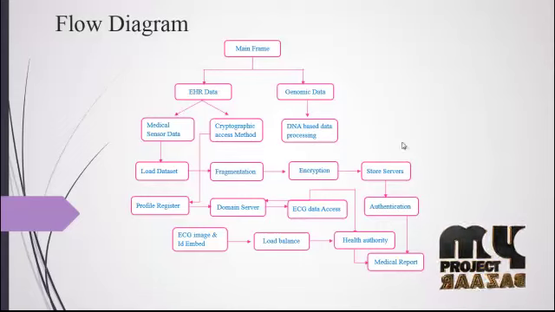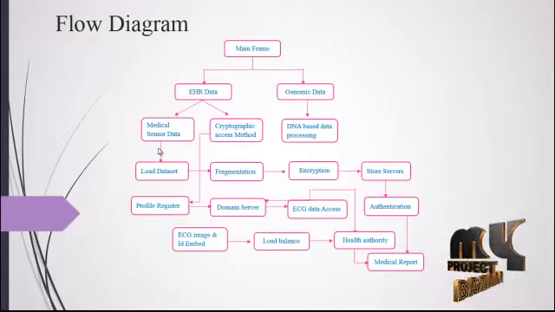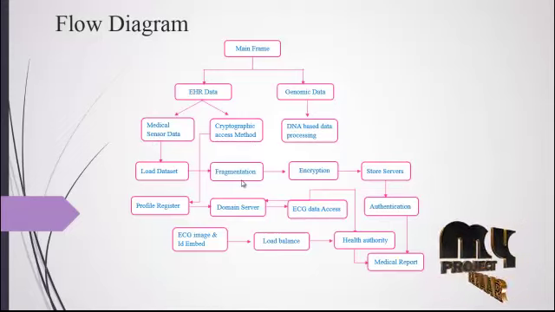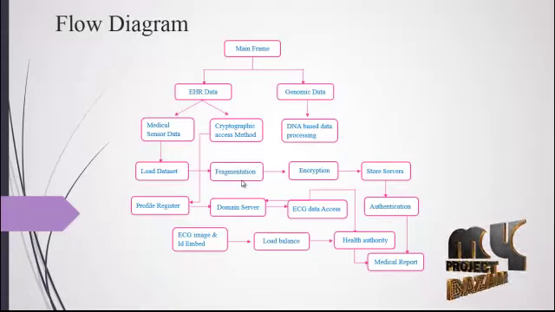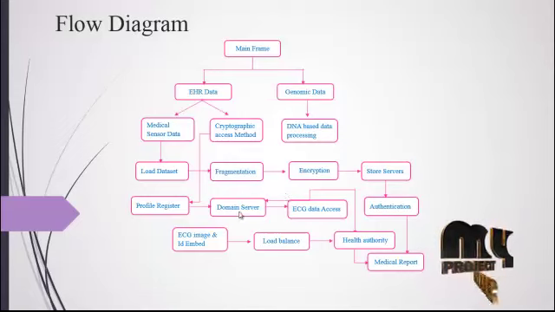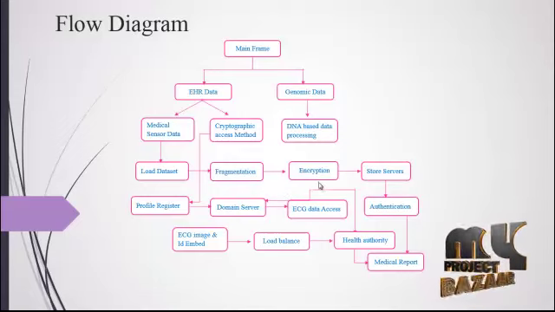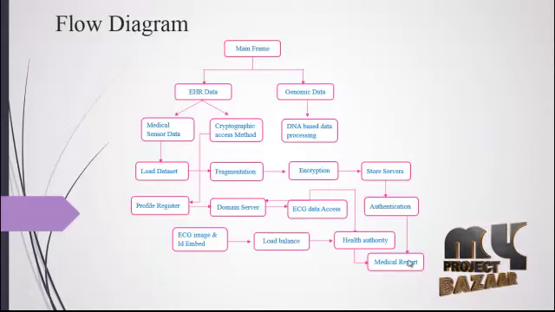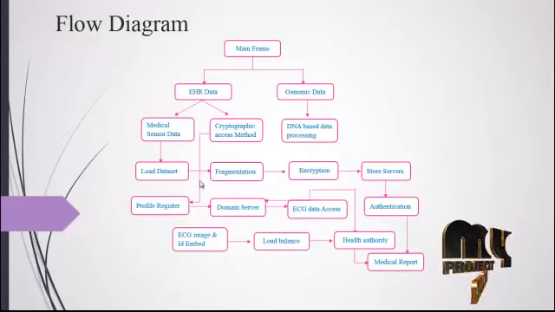The EHR data has two parts: one is the medical sensor data and one is the cryptographic methods. For the medical sensor data, after loading the dataset, the data is fragmented based on the patient's address, disease, and report, into three parts. After that the data is encrypted and stored on separate servers 1, 2, and 3. Finally, after authentication, users get the report.